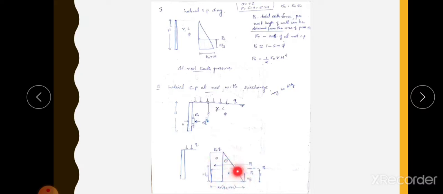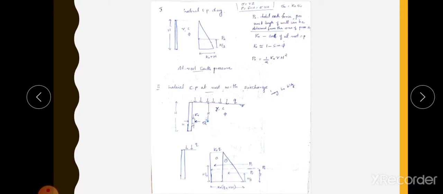So combining these two, this is the pressure distribution diagram for this retaining wall or this structure. The first diagram is due to surcharge weight, and since this surcharge weight is the same at every elevation, the variation is a rectangle. But in the case of backfill soil, we have studied that the variation is a triangle, because it increases with depth.